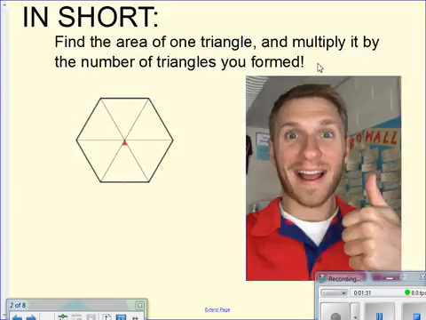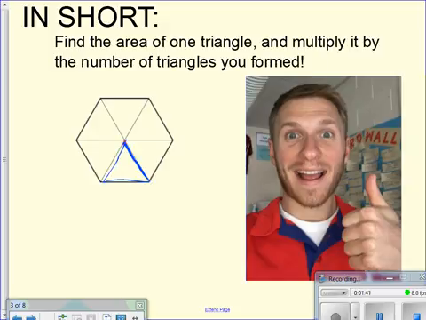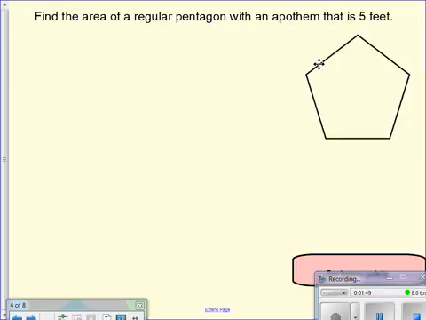Or in short, a happier way to do it: find the area of one triangle, multiply it by the number of triangles you formed. Every single one of these triangles is exactly the same. If you get the area of this one, you find the area of all the others. It takes some steps to get that area, but that's all you need to do. So, let's try it out here.